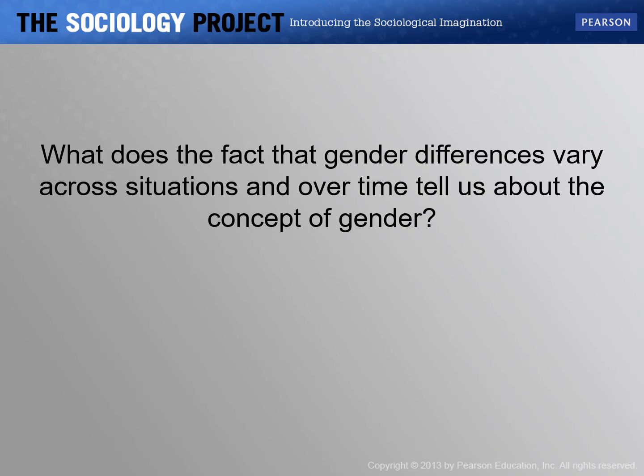What does the fact that gender differences vary across situations and over time tell us about the concept of gender? Well, it tells me that it's a very fluid concept. It doesn't change quickly. It changes slowly in fits, and it changes due to many conditions, including economic conditions, historical conditions, environmental conditions, etc.